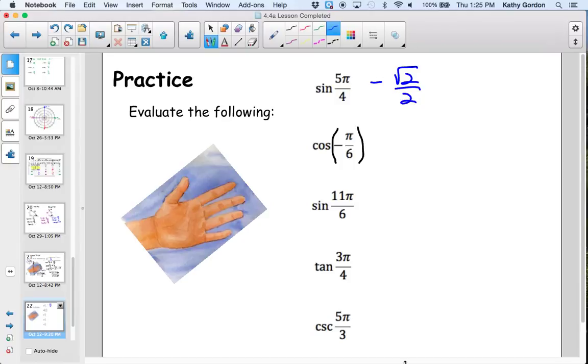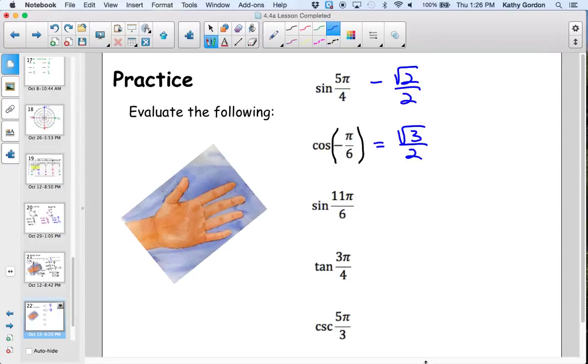Okay, cosine of negative pi over 6. The reference is pi over 6. Which quadrant are we in? 4. So our cosine's positive or negative in the fourth quadrant? Positive, excellent. And what is the cosine of pi over 6? Square root of 3 over 2.